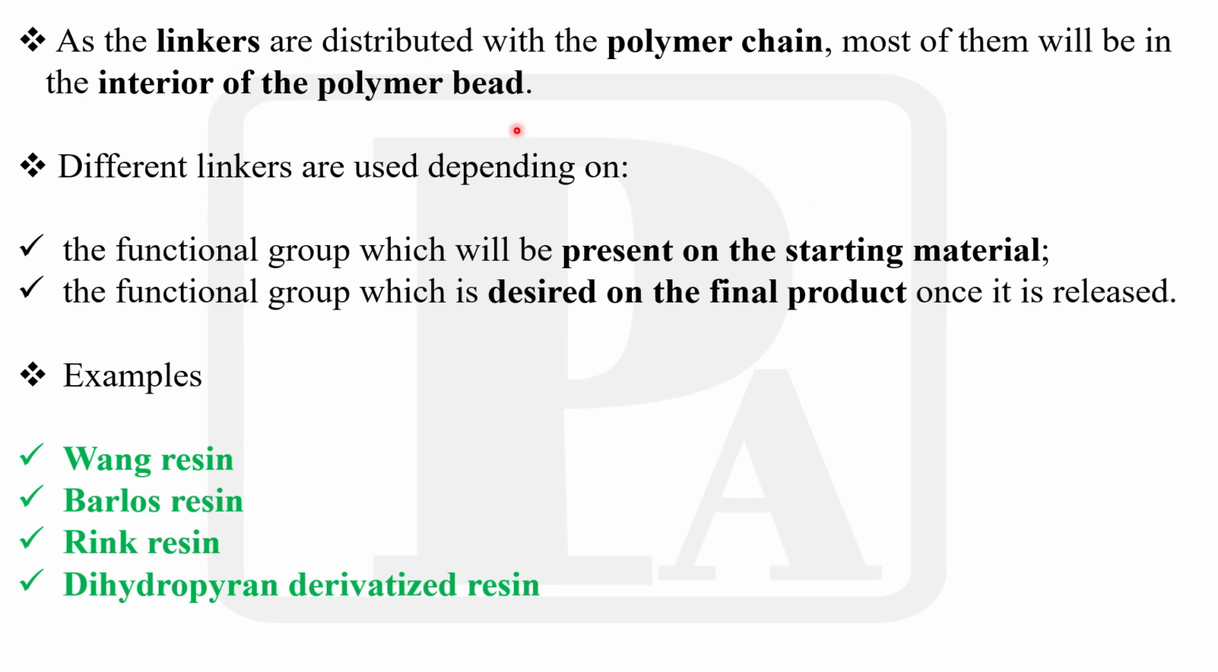Here the linkers are distributed in the polymer chain, but most of them are in the interior of the polymer bead. Different linkers may be used depending on the functional group present on the starting material, or the functional group that is desired on the final product once it is released. Based on these, the linkers are classified. Examples for the linkers are Wang resin, Barlow's resin, Rink resin, and dihydropyran derivatized resin.